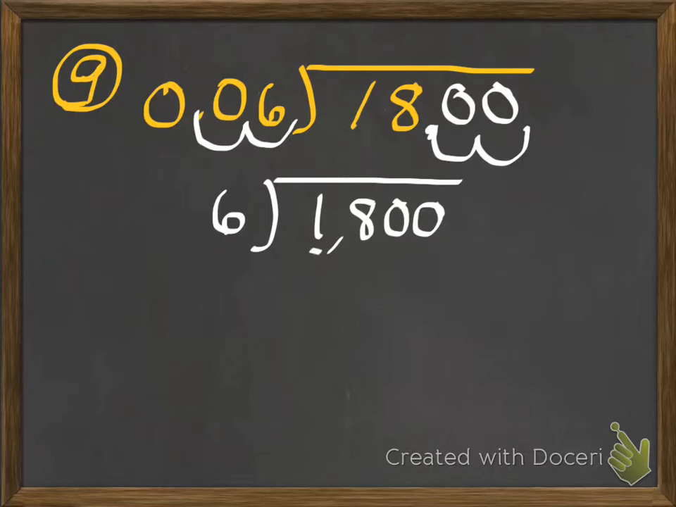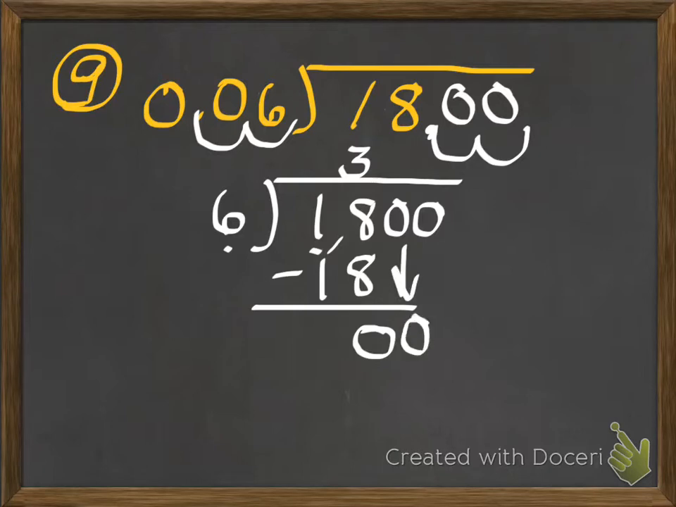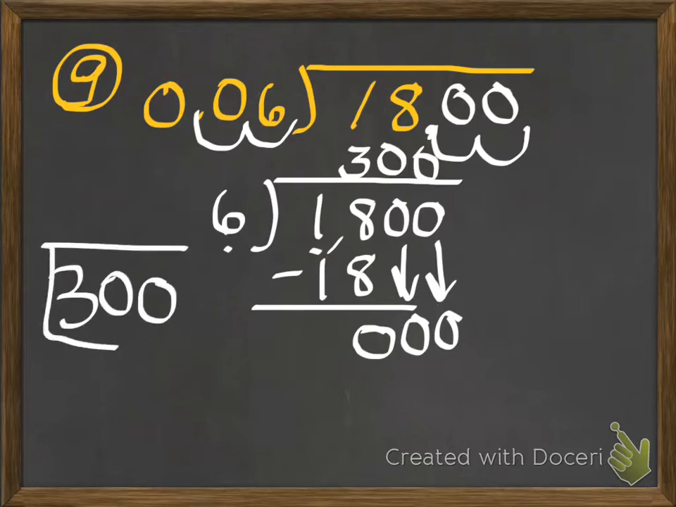So 1 can't be divided by 6, so I have to do 18. 18 divided by 6 is 3. 3 times 6 is 18. Subtract. And then I have nothing but zeros. Now here's the trick. When I have nothing but zeros, I can just go ahead and bring them down and write 0 at the top. Okay? That's just a shortcut. So then I have 300 as my answer.